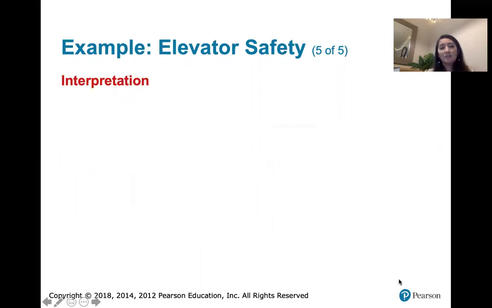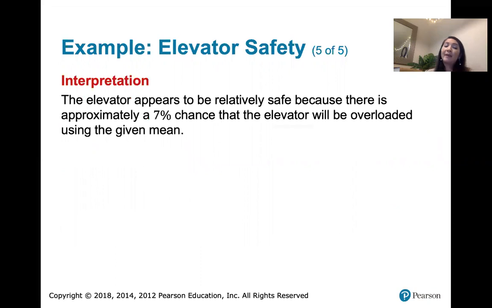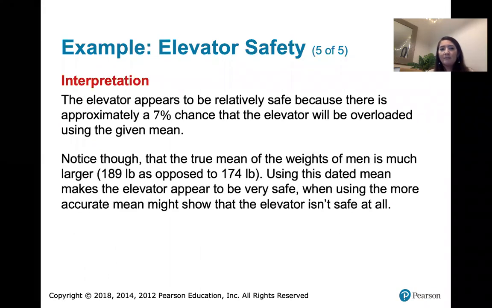Okay, so now let's interpret these results. Based on these results, it appears that the elevator is relatively safe because there's approximately a 7% chance that the elevator will be overloaded using the given mean. So there's a 93% chance that everything would be fine. But remember, that mean was inaccurate.